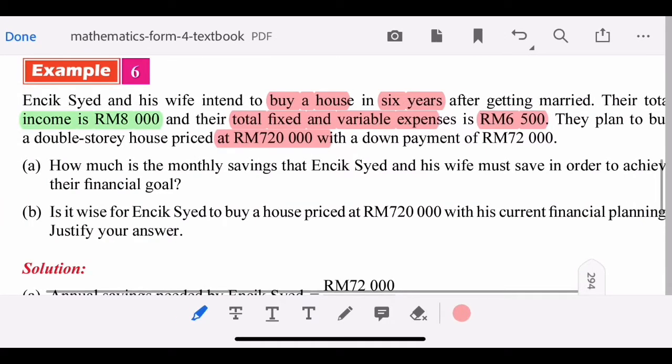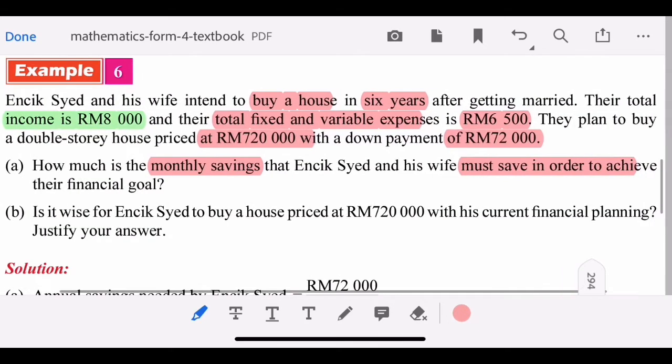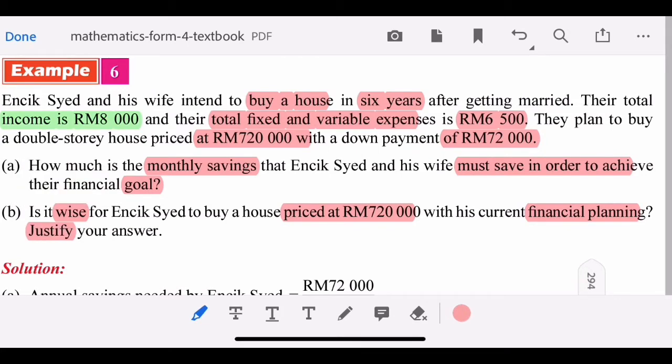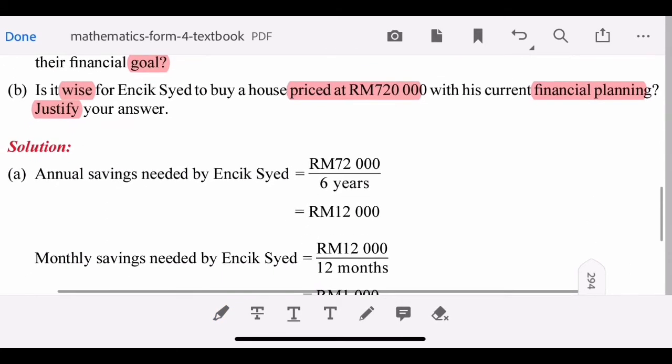Now let's study the question again. Buy a house in 6 years. Their income is Ringgit Malaysia 8,000, total fixed and variable expenses is 6,500, and they plan to buy a double story house priced at 720,000 ringgit Malaysia, and they need to pay a down payment of 72,000. So question A is asking you to calculate the monthly savings that Encik Syed and his wife must save in order to achieve the financial goal.